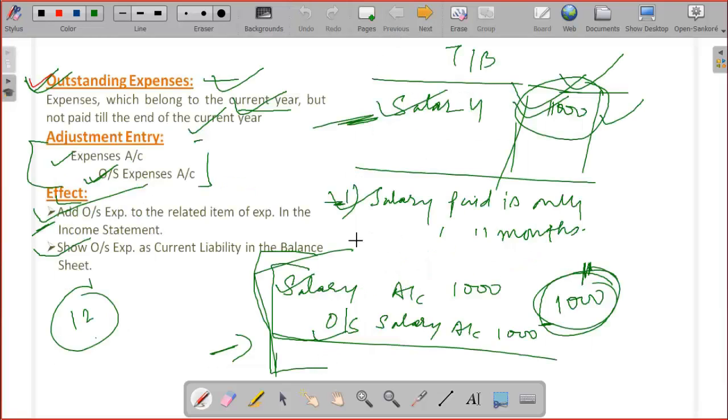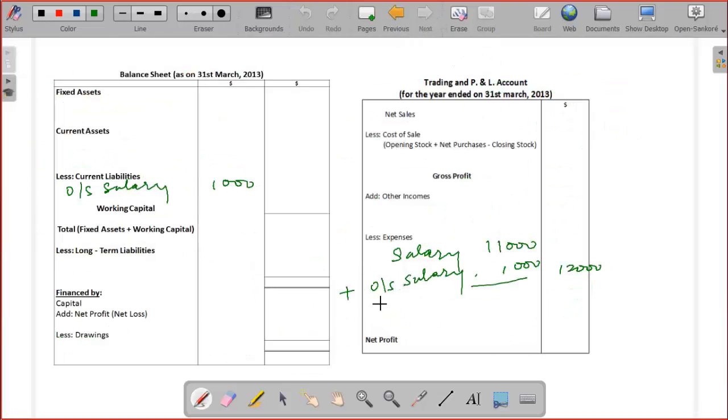This is the adjustment entry, and the effect is this one. First effect is this one. Add outstanding salary to the related item of expense, so that we could show whole year's salary in the income statement, isn't it? And the second effect is what? That this 1000 is still our liability now, because this 1000 is still not paid. This is still our liability, so that's why we have to show this liability in the balance sheet. In the balance sheet under head current liability I will show this outstanding salary 1000. Got it?